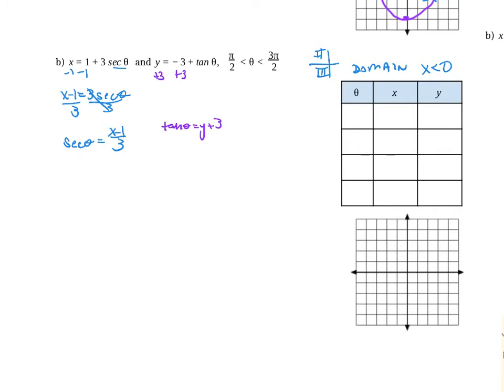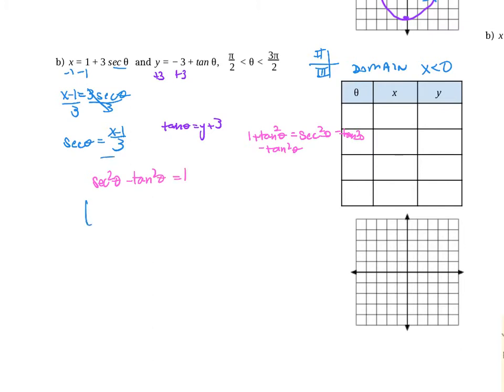Let's think about our trig identities. We know that 1 plus tangent squared of theta equals secant squared of theta. So we subtract tangent squared of theta from both sides, and we are going to use the trig identity secant squared of theta minus tangent squared of theta equals 1. Let's plug everything in.